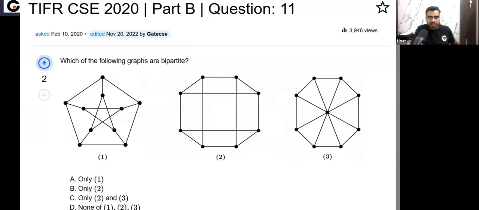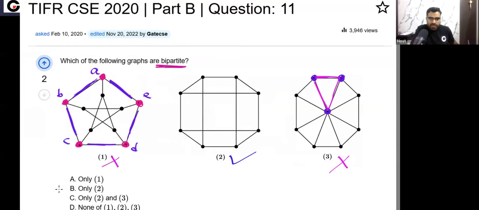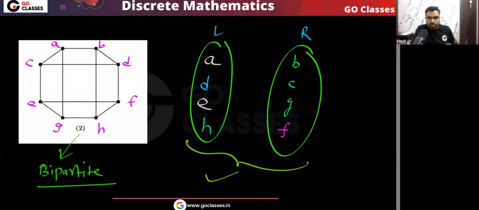So this is the TIFR question. I hope you understood. So finally, for this question, which graph are bipartite? The answer will be only two. This is a very simple question. I hope you understood.